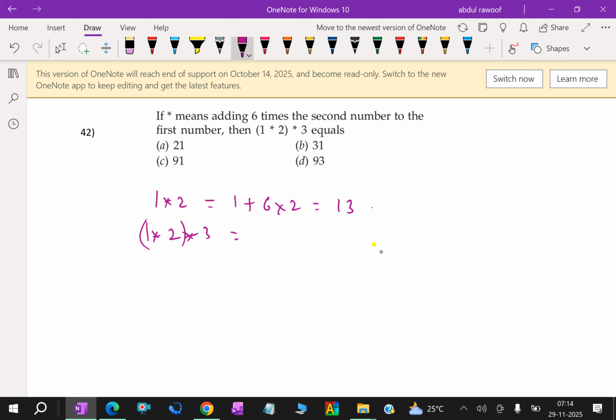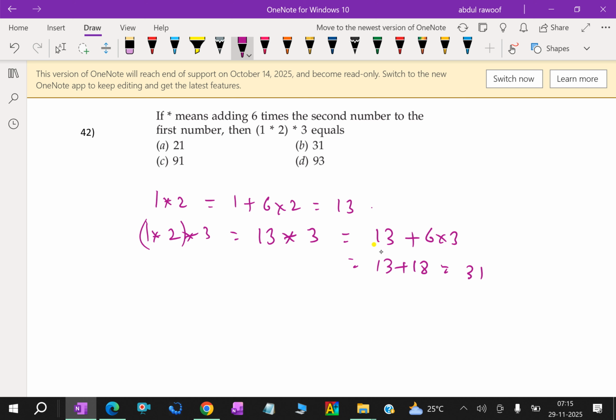Now 1 star 2 star 3 can be written as 1 star 2, which is already 13, star 3. Which means adding 6 times the second number to the first number: 13 plus 6 into 3, which is 13 plus 18, so 31. It is 31.